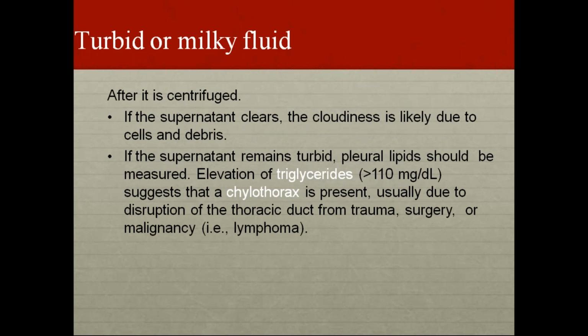Now, after the pleural fluid is centrifuged, if the supernatant clears the cloudiness, it's not that important. But you can concentrate on this line: elevation of triglycerides suggests that chylothorax is present. So in chylothorax, basically there is an elevation of triglycerides, usually due to disruption of the thoracic duct from surgery or malignancy.